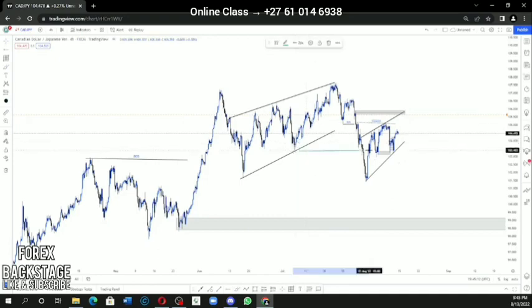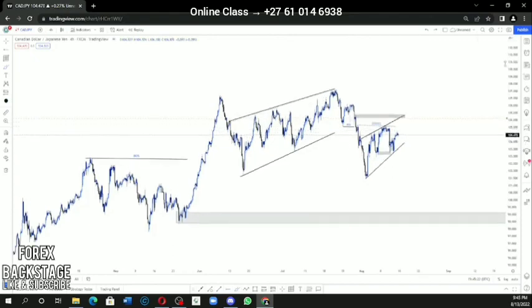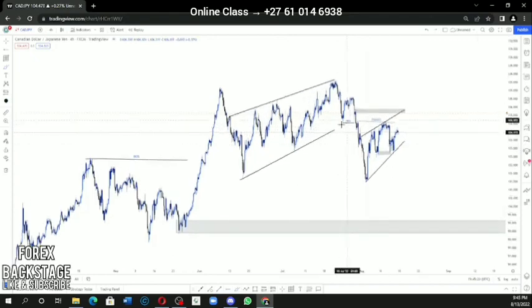Yeah, man, we broke this structure, we changed character here. We can also say this is our change of character. It doesn't matter. So with that in mind, we went to a smaller time frame, and then we identified our break of structure, which is this one on the smaller time frame.